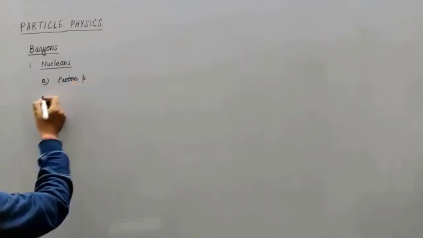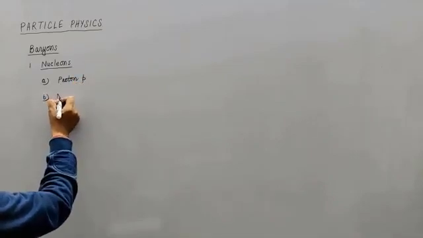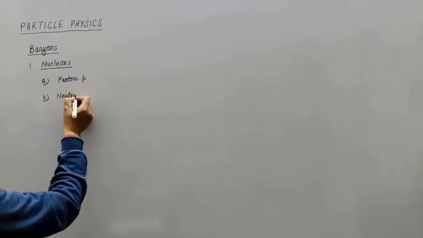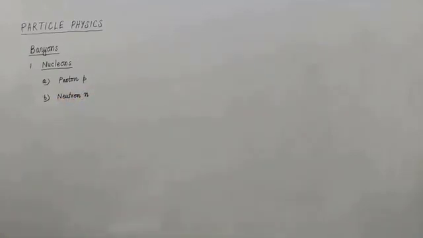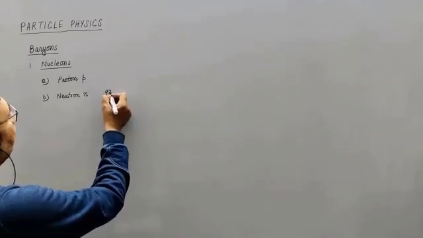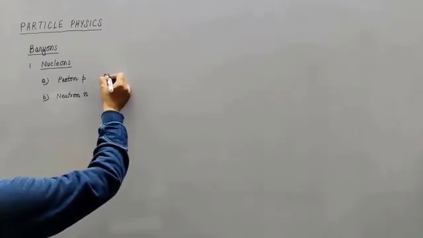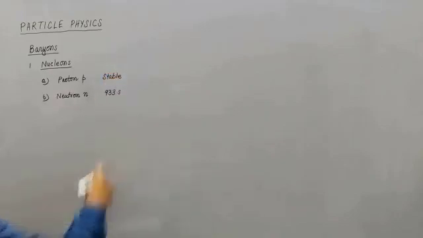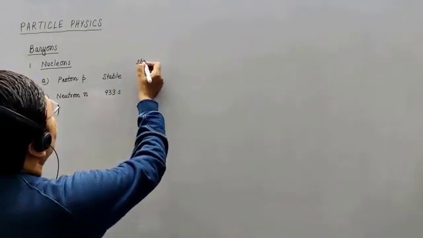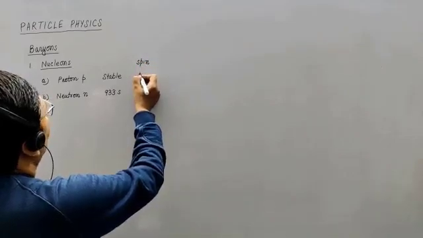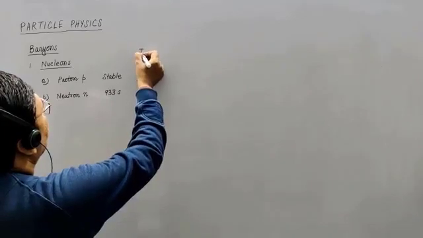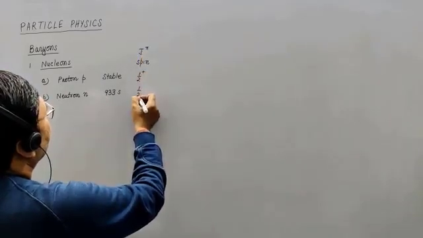It is represented by P. Another is the neutron, represented by N. If you talk about the neutron, its lifetime is nearly 933 seconds, while protons are stable particles. As far as spin and parity are concerned, this is 1/2 plus.